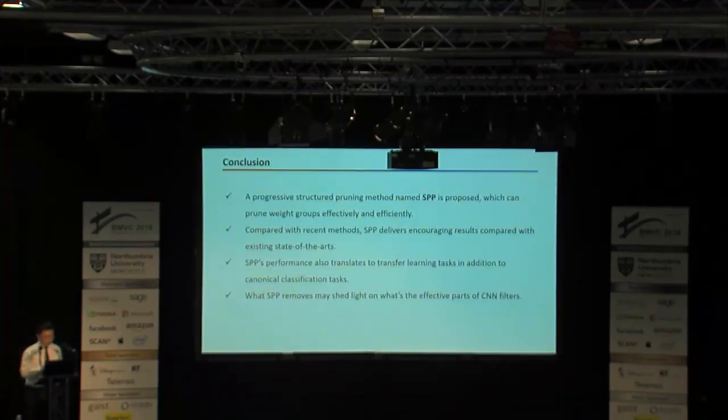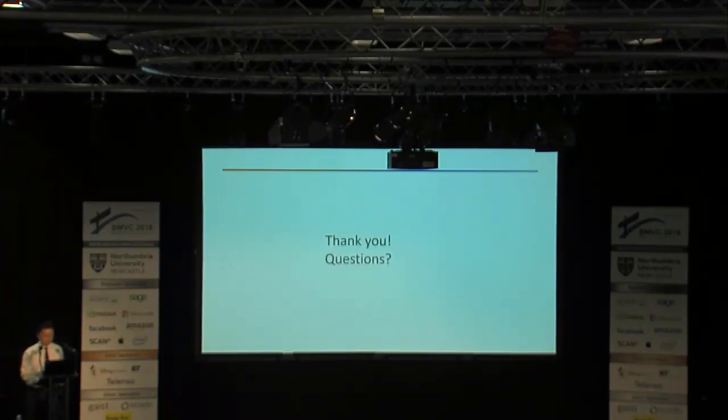So here is a conclusion. Firstly, we propose a probabilistic and progressive structured pruning method, which can prune weight groups efficiently and effectively. Second, compared with recent methods, SPP delivers encouraging results compared with the existing state of the art. Third, SPP's performance also translates to transfer learning tasks in addition to canonical classification tasks. Fourth, what the SPP removes may shed light on what the effective parts of CNN filters are. Thank you very much, and questions are welcomed.